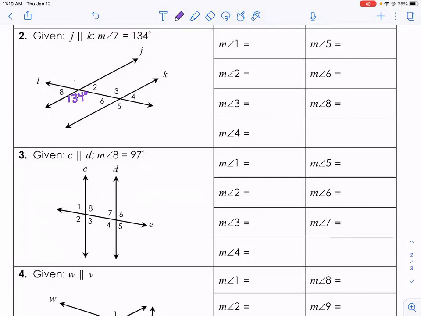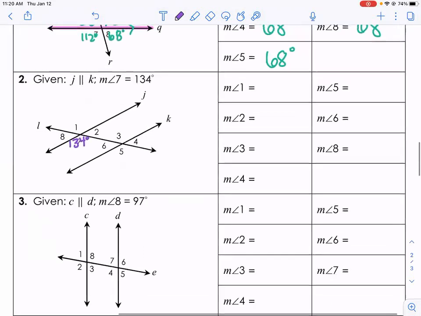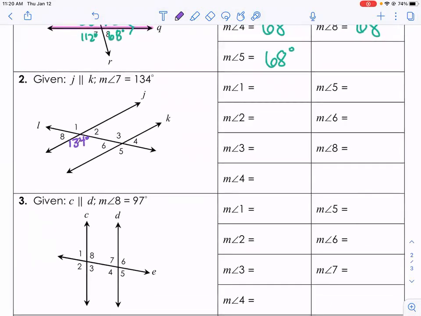Yeah. Write down any measurements you feel confident in. I'm thinking about it. 134. Like so 7 and 3? Yeah.